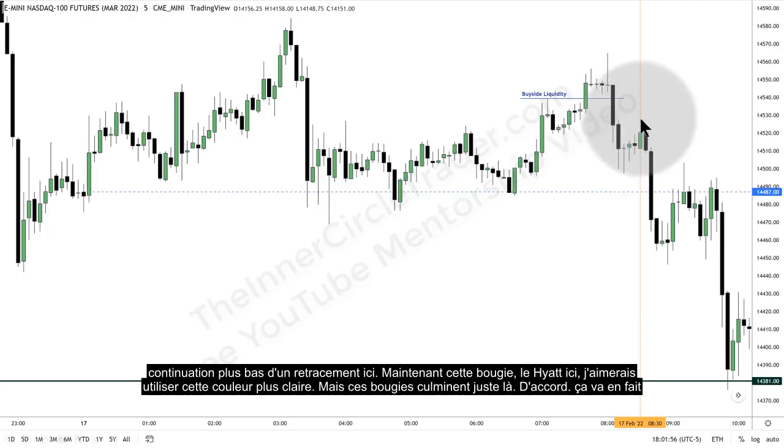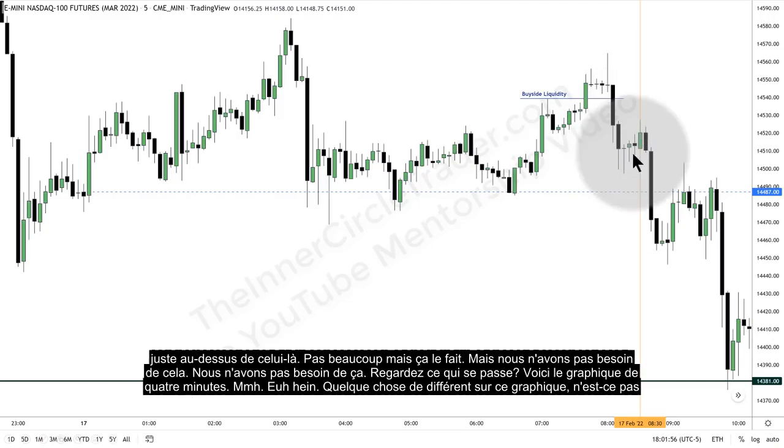Now this candle, the high of it here, I wish I would have used a lighter color, but this candle's high is right there, okay? It actually goes just above that one right there. Not by much, but it does. But we don't need that. We don't need that. Watch what happens.